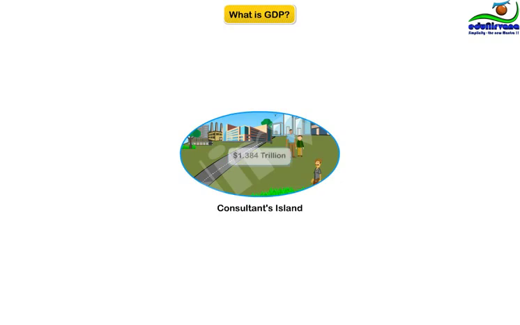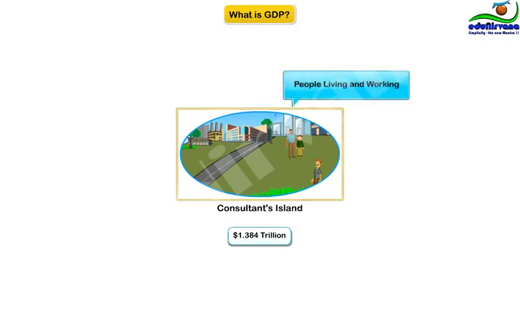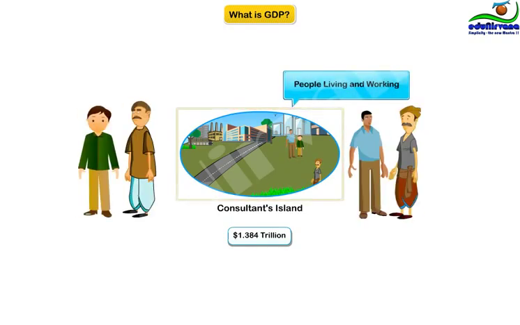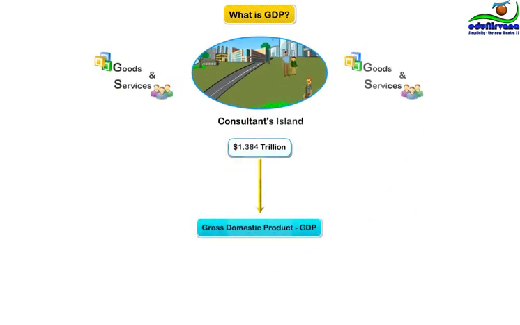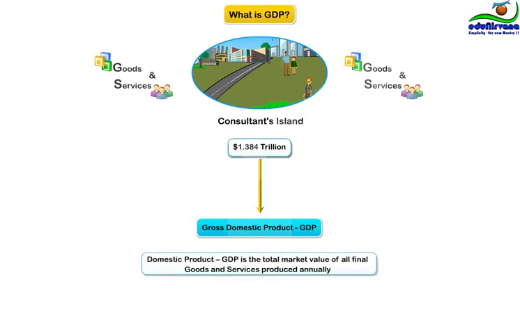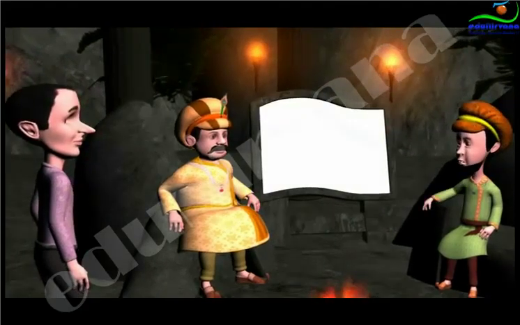Last year, it was $1.384 trillion. In other words, last year, people living and working in our island have produced $1.384 trillion worth of goods and services. That dollar amount, $1.384 trillion, is what we call the gross domestic product. Simply put, gross domestic product, GDP, is the total market value of all final goods and services produced annually within a country's borders. Can you please explain by taking a simple example?